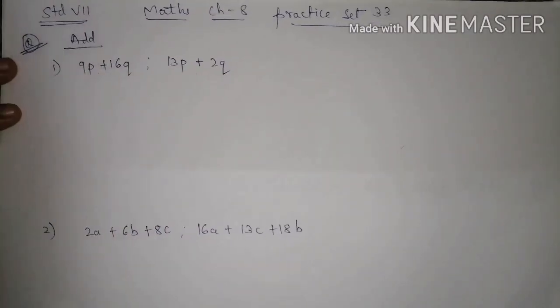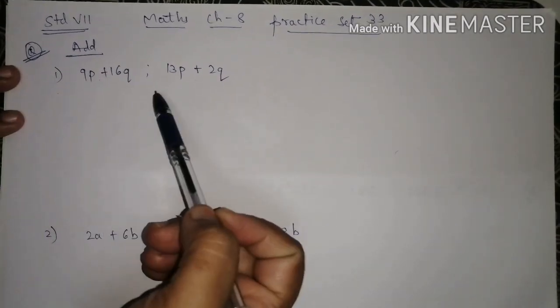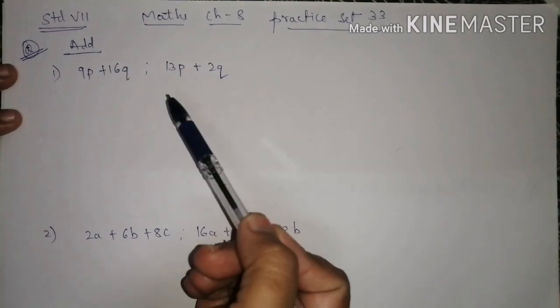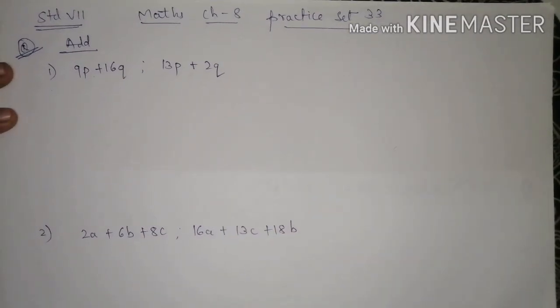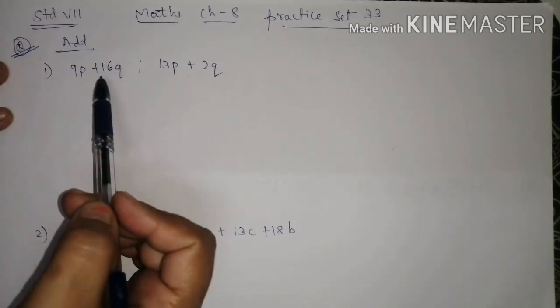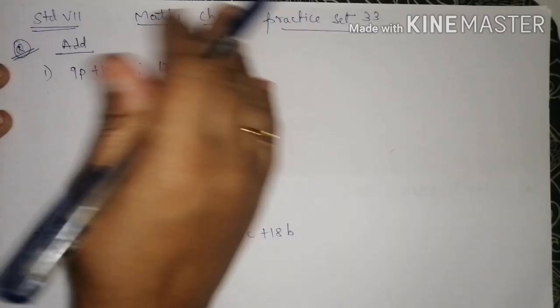For adding there are two methods, one is horizontal and one is vertical. In the first one I will show you both the methods, vertical also and horizontal also. You can solve by any one. So let us first do by horizontal. This side I will show you the vertical.